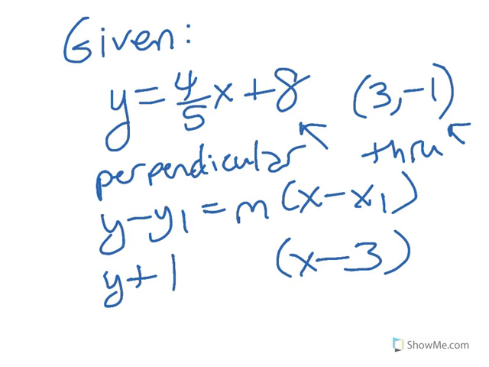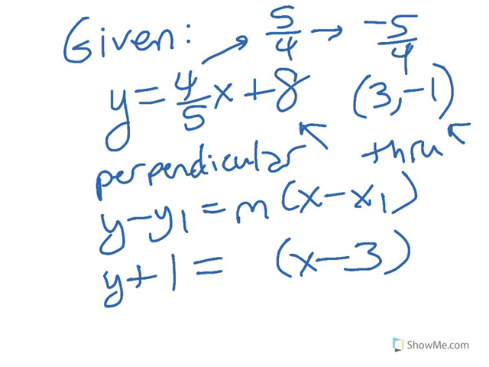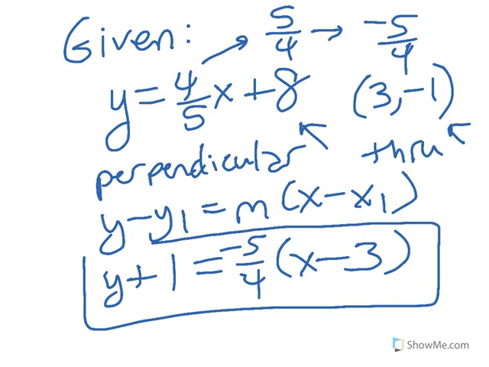Now we come to the issue of the slope. These lines aren't parallel, so they're not going to have the same slope. Their slopes are going to be negative reciprocals. Take 4/5 and invert it, creating its reciprocal. And then take the opposite of that, and we have negative 5/4. That's the slope of a line perpendicular to the given line. And there we have it, the equation of a line perpendicular to the given line that goes through the given point.